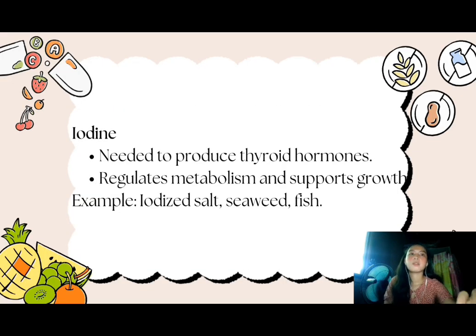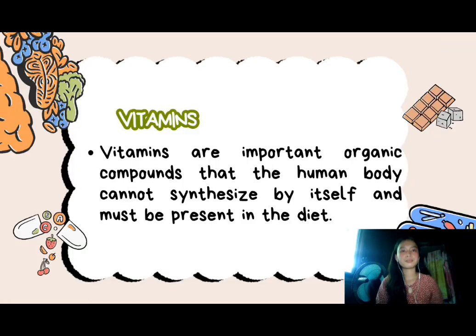Next, or the last one, is iodine, needed to produce thyroid hormones. It regulates metabolism and supports growth. Iodine can be found in iodized salt, seaweed, or fish.